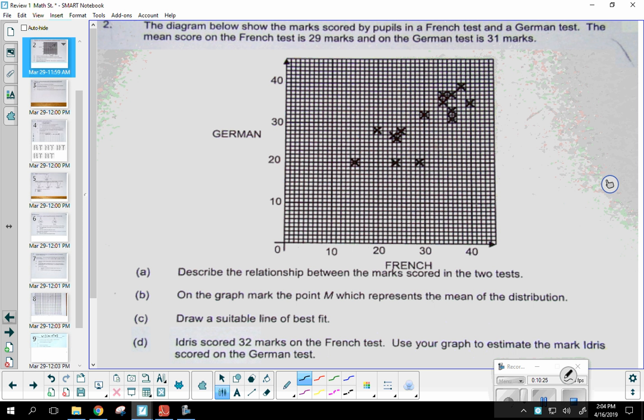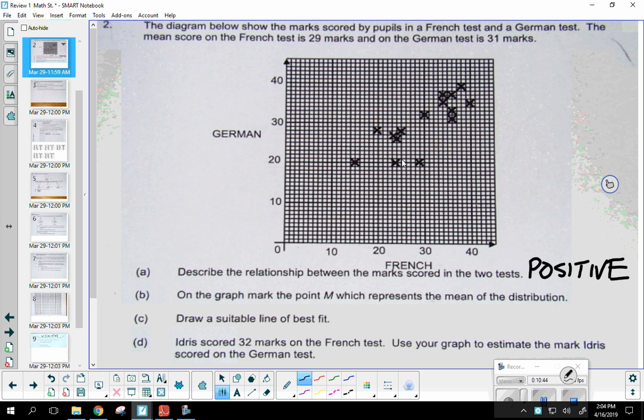How do we typically describe the way these points would fall? Positive or negative. So here the correlation is positive. They seem to be rising to the right, correct? So I would say positive correlation.